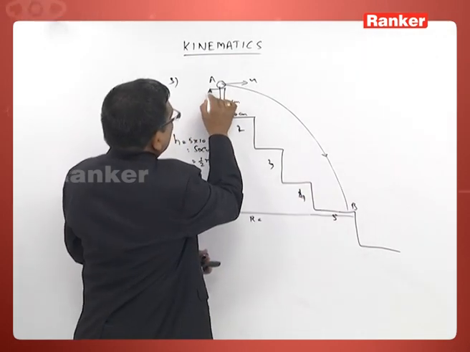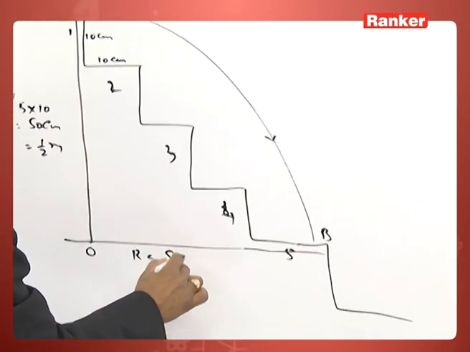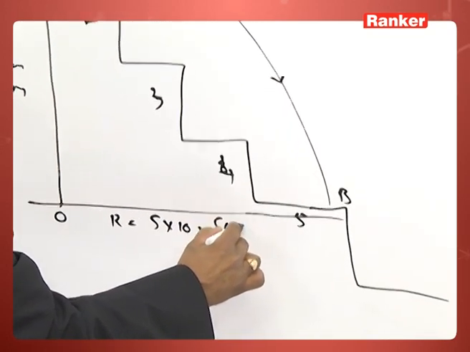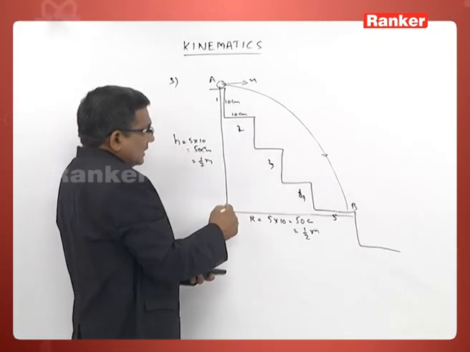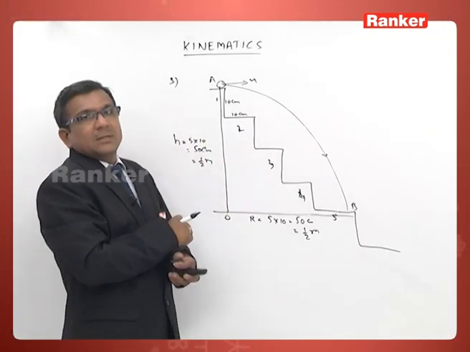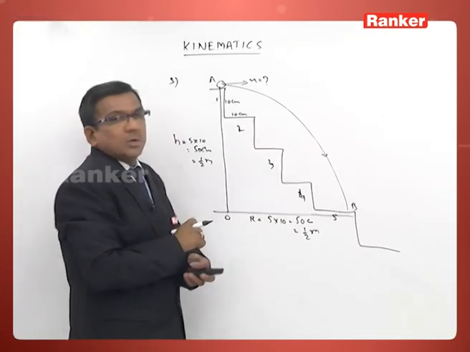It is projected from the first step. Fifth step it is reaching, means 5 into 10, its range is 50 centimeters, and this is again half meter. So, its range is half meter, height is half meter. Then how do you get the velocity of projection? This velocity of projection you want to calculate.